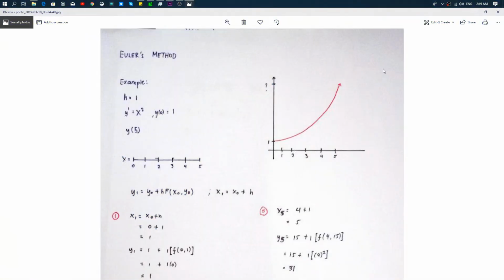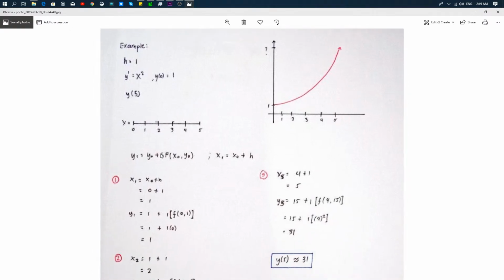Hello everyone! In this video we will be learning about Euler's method. Here is an example equation for us to solve. The example is y prime equals x squared, where the initial value is 1. The step size is 1, and we should find the value of y at 5. So let's solve it now.